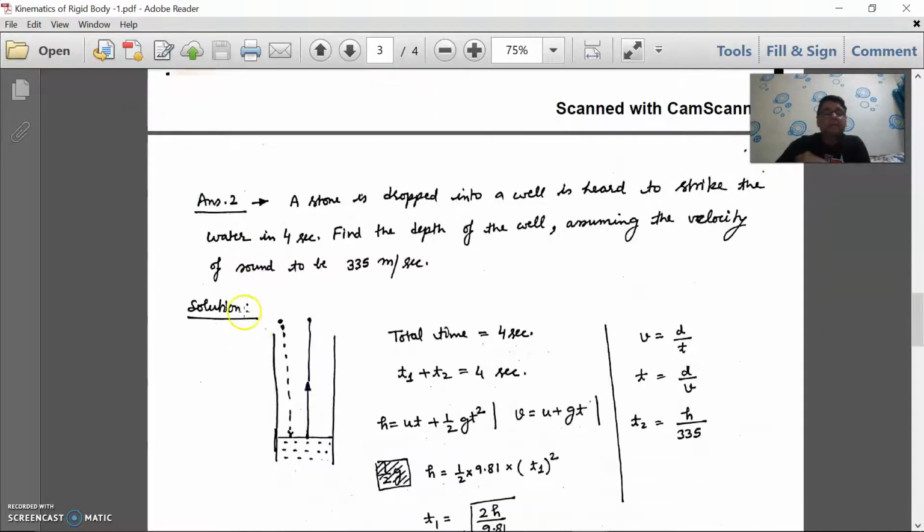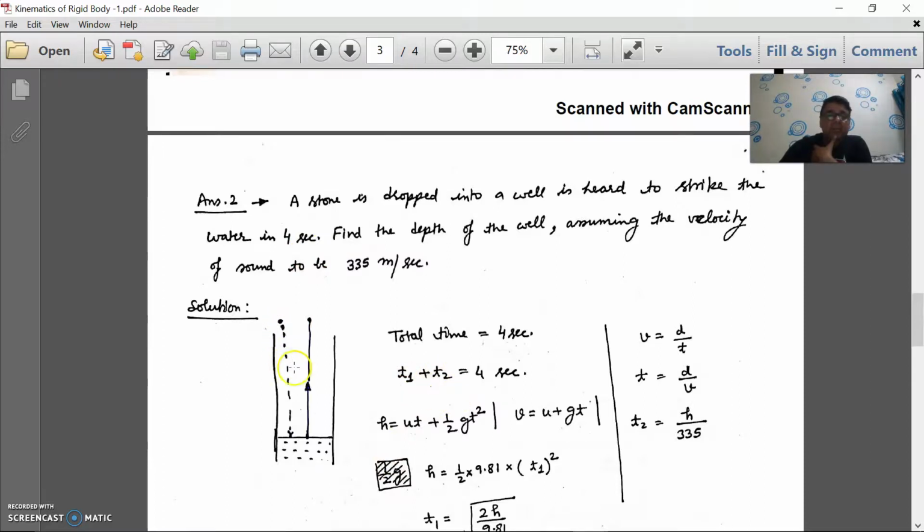Next numerical. A stone is dropped into a well, and is heard to strike the water in 4 seconds. Find the depth of the well, assuming the velocity of sound to be 335 meter per second. Now the question is that I have a stone over here, and this stone was dropped, and its sound came after 4 seconds, right? So from the stage it is dropped till the sound comes at this point, the total time is 4 seconds.